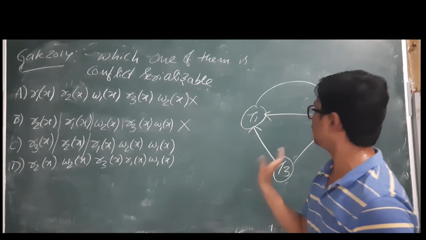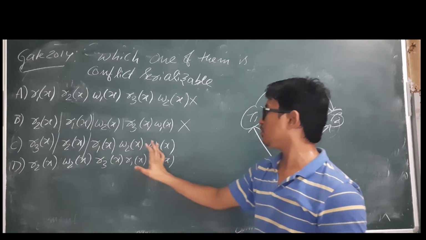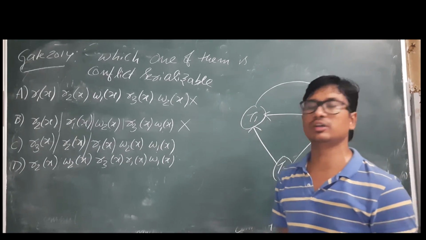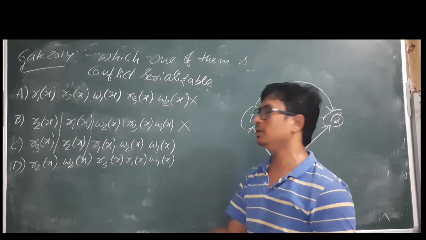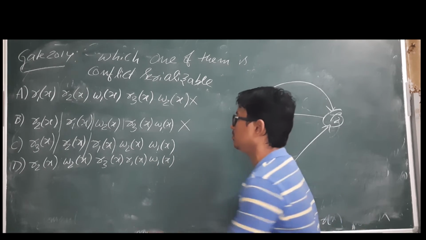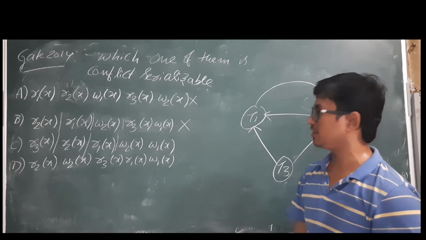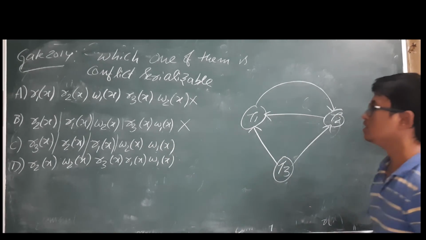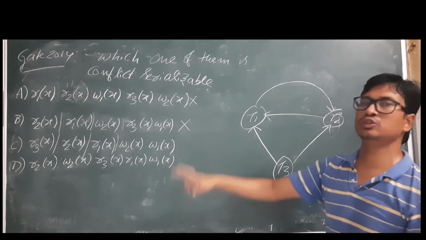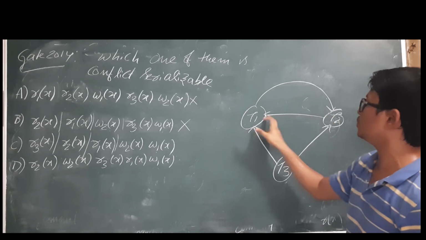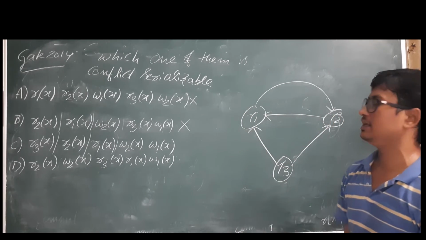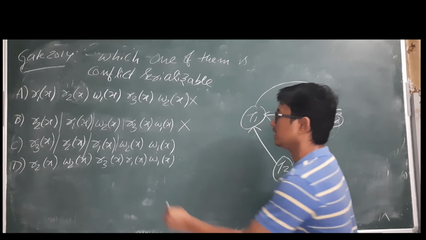R1 of X, W2 of X, we have finished. R1 of X, W1 of X is not a conflict operation because both belong to the same transaction, so this is finished. Now W2 of X and W1 of X, it is a conflict operation. So the conflict operation says that there should be an edge from transaction 2 to transaction 1. Already we have an edge, we need not draw another edge.